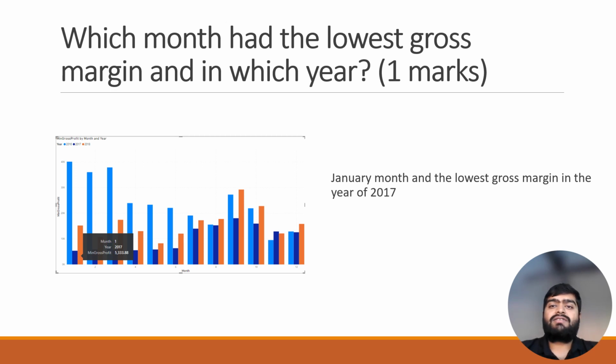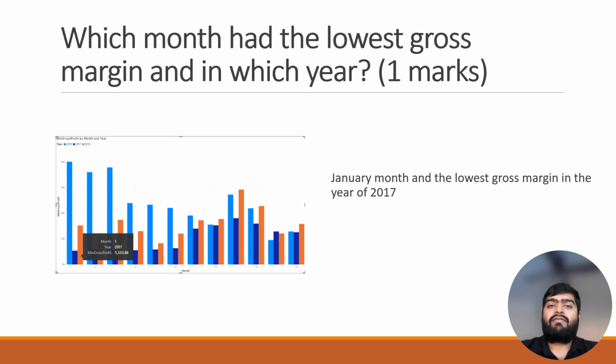The title of this chart is mean gross profit by month and year. There are 3 years, 2016, 2017 and 2018, shown in the legend. The x-axis is represented by month and the y-axis is represented by mean gross profit.